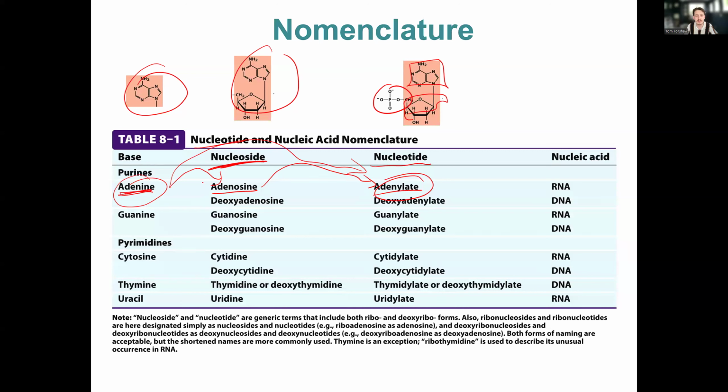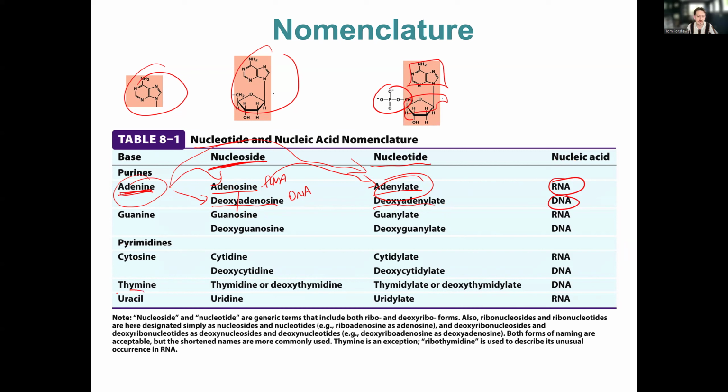If you have adenine, but you have it with the deoxy sugar instead, so this would actually be RNA, which you can see here at the end. If it's DNA, it's with the deoxy sugar, so there'll be deoxyadenosine, and then it'll be deoxyadenylate for the DNA.